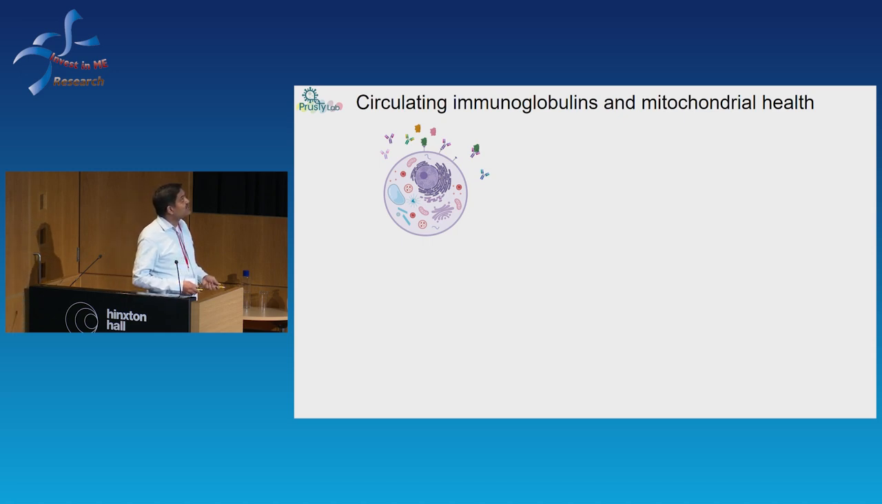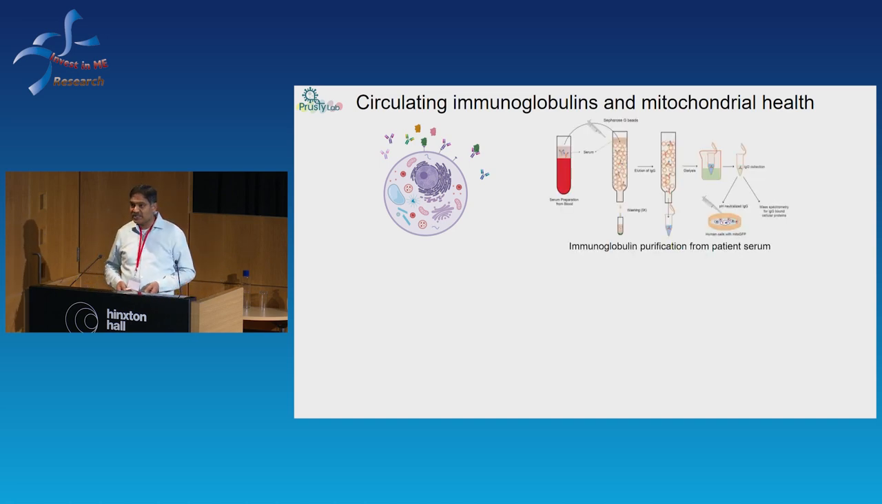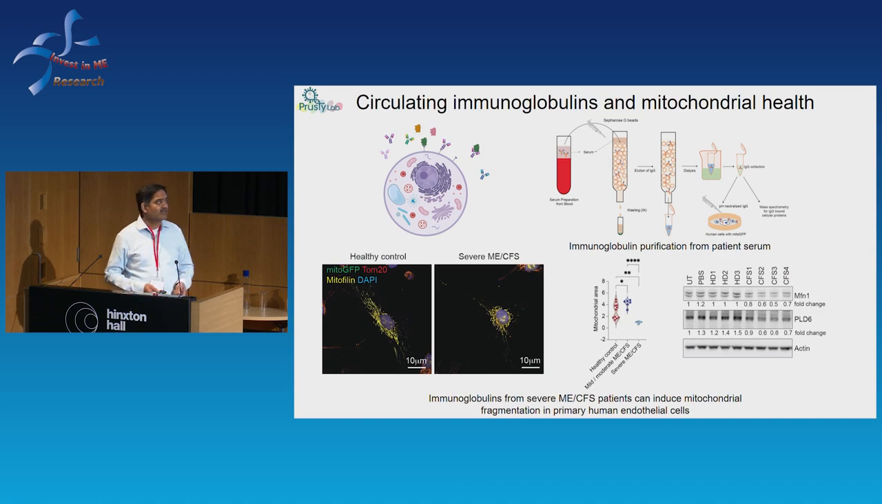Now, we wanted to see if these autoantibodies, which are circulating throughout the body, can actually affect mitochondrial health. So we isolated IgG from a large cohort of patients, so far 30 healthy individuals and 30 ME/CFS patients. And when we put these IgG into healthy cells in cell culture to see if they affect the mitochondria, an interesting feature came out: specifically in human primary endothelial cells, the IgG isolated from severe ME/CFS patients cause very strong mitochondrial fragmentation, as you can see here.